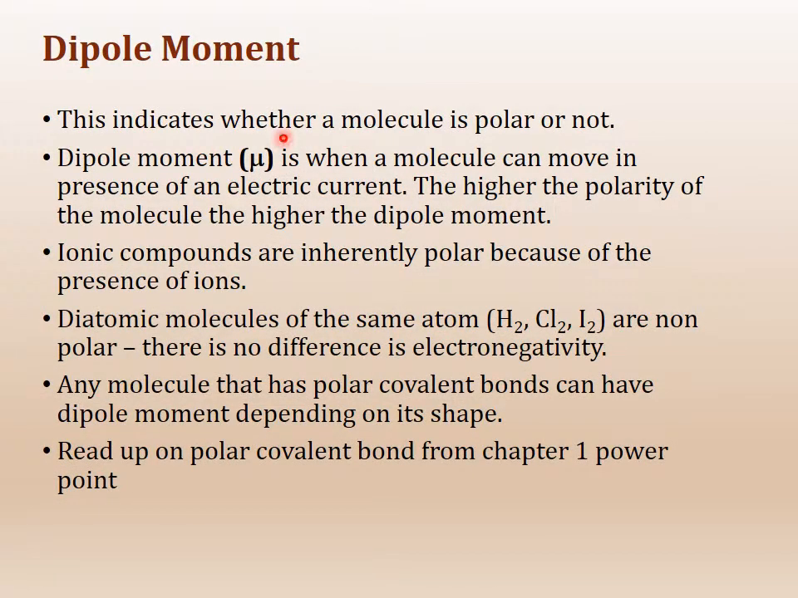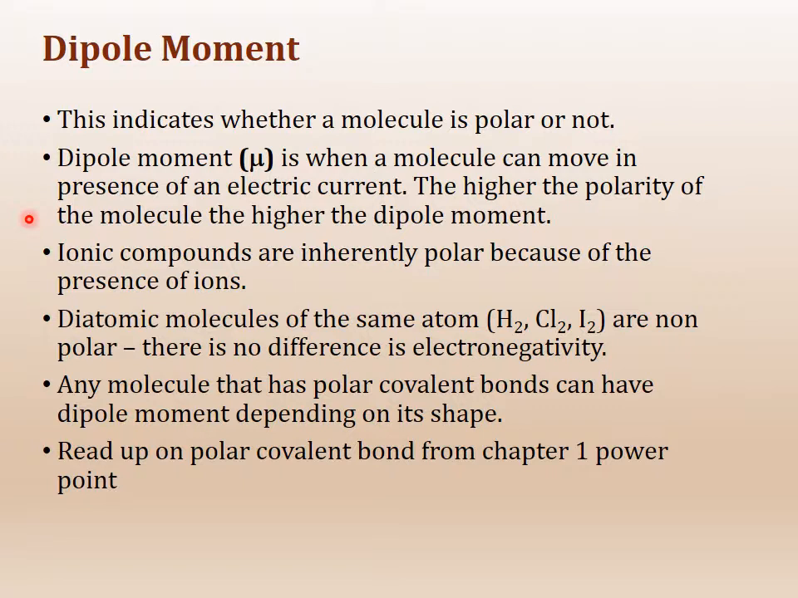Dipole moment indicates whether a molecule is polar or not. Dipole moment, which is mu, Greek letter mu, is when a molecule can move in the presence of an electric current. The higher the polarity of the molecule, the higher the dipole moment. Dipole moment is actually a measured quantity, so it's not just a random thing, it's a measured number that's given. So the higher that number is, the higher the dipole moment is.